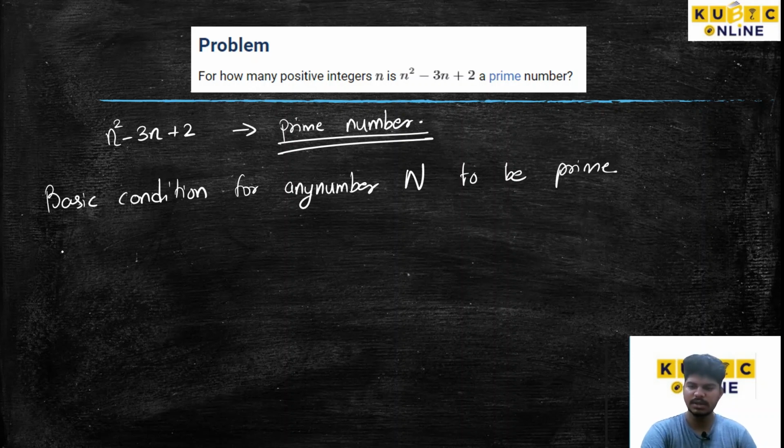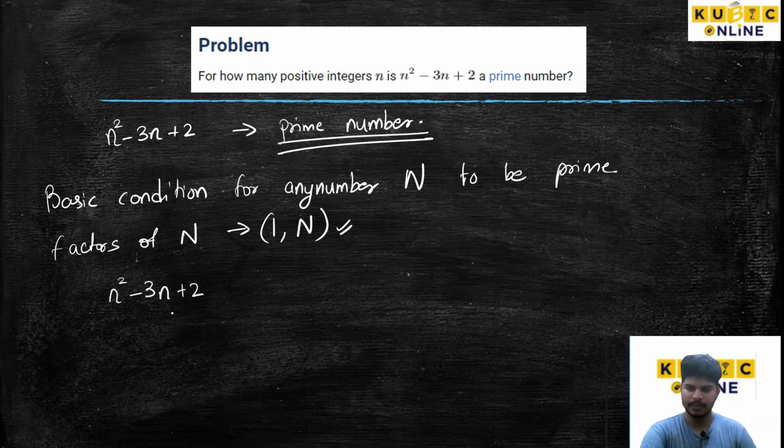The condition is that the factors of n can be only 1 and n itself, the 1 and the number itself. Okay, these are the factors. So now let's find factors of this number, n square minus 3n plus 2. So can we factorize this?